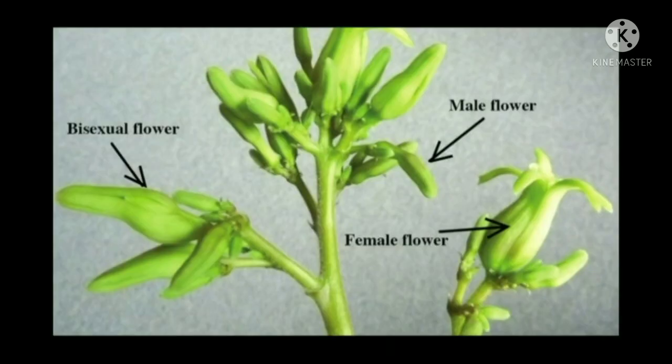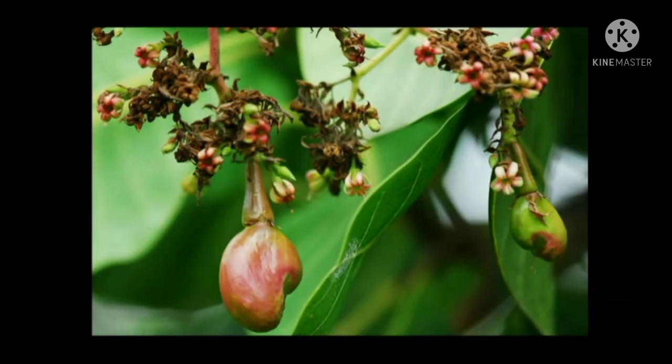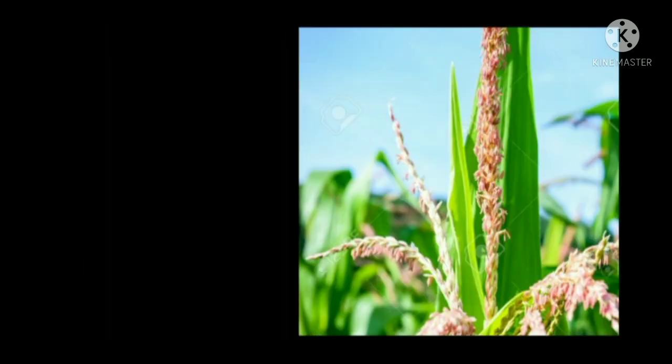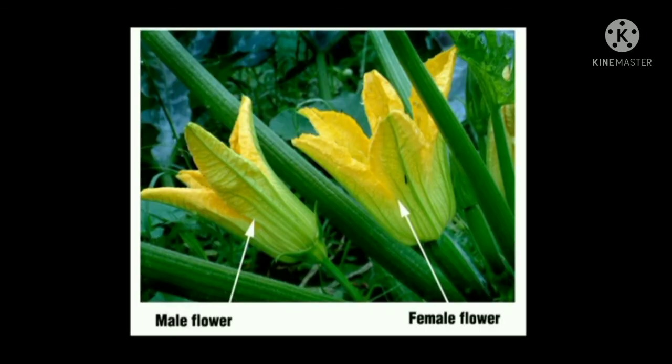When a plant bears both bisexual and unisexual type of flowers, they are called polygamous plants. In mango tree and cashew tree, we can see this. In some plants, there are only unisexual flowers. Bisexual flowers are absent in it. They are called monoecious plants. Maize, castor, and cucurbits are some of the monoecious plants. So in these plants, we can see male and female flowers.